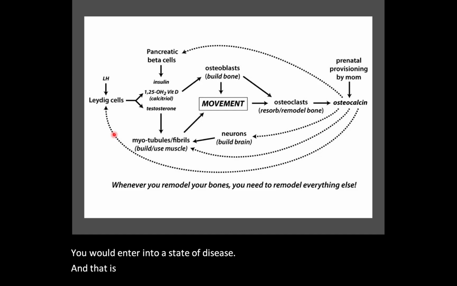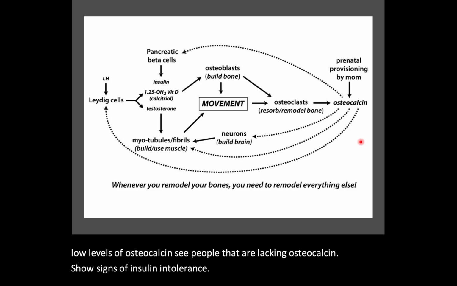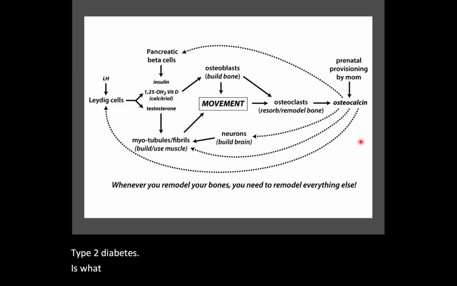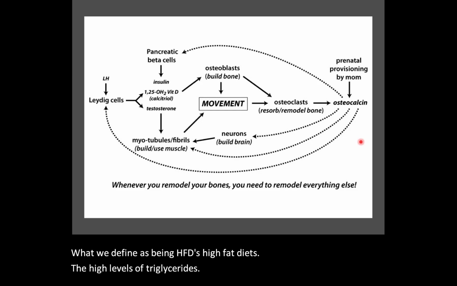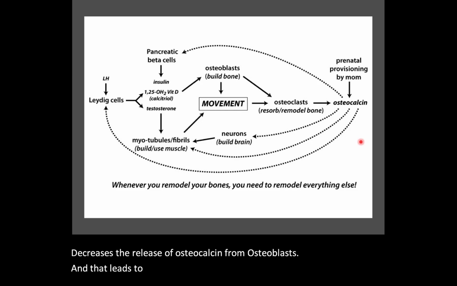And that is what we see happening with individuals who have abnormally low levels of osteocalcin. See, people that are lacking osteocalcin show signs of insulin intolerance. Type 2 diabetes is what we define as insulin intolerance. People that have diets high in fat, what we define as HFDs, high fat diets, have high levels of triglycerides, which decrease the release of osteocalcin from osteoblasts. And that leads to insulin resistance.